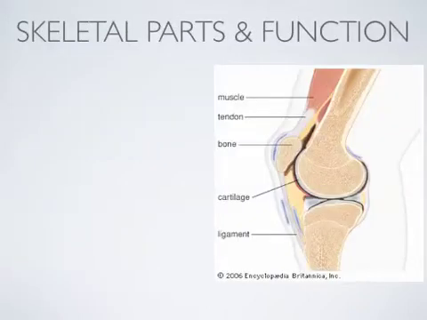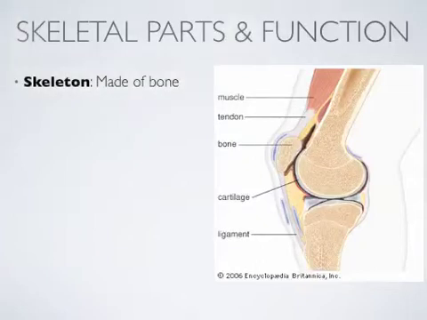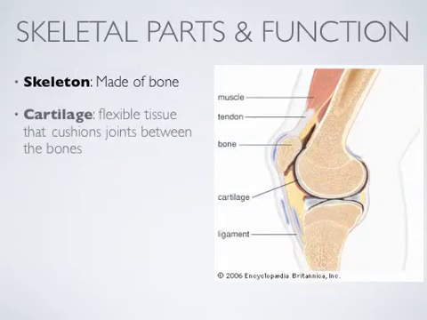So I'm going to go over 4 parts of the skeletal system. So the first part is skeleton, and that's made of bone. You'll learn about the different parts of the bones, and you'll also learn about all the bones in the body when you get to anatomy and physiology. That's in high school and college. So we're just going over some basic parts here.